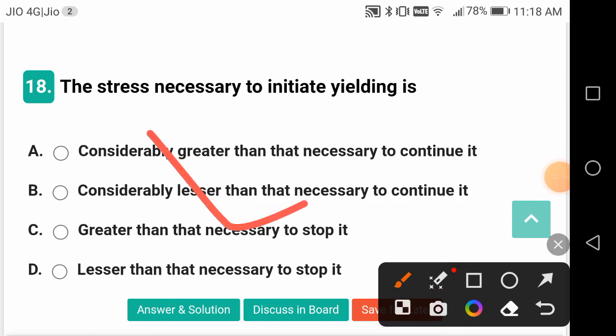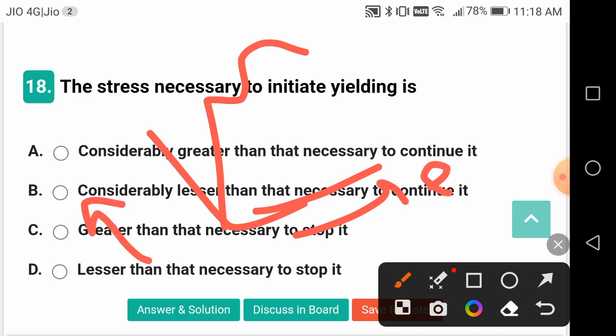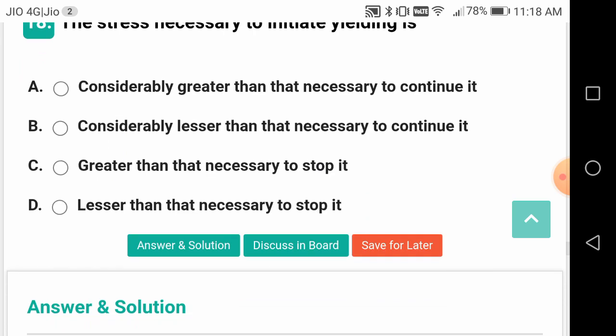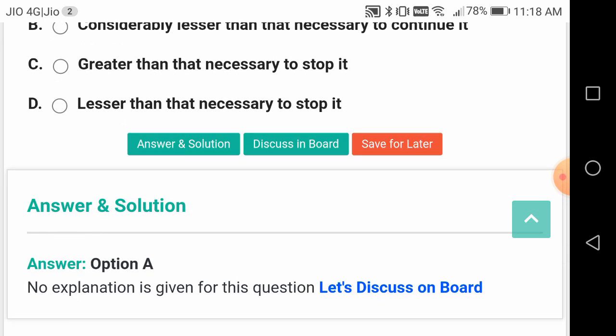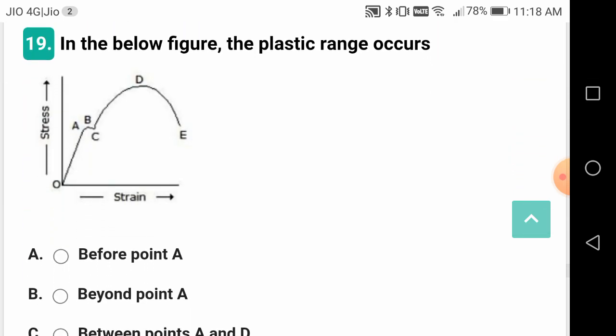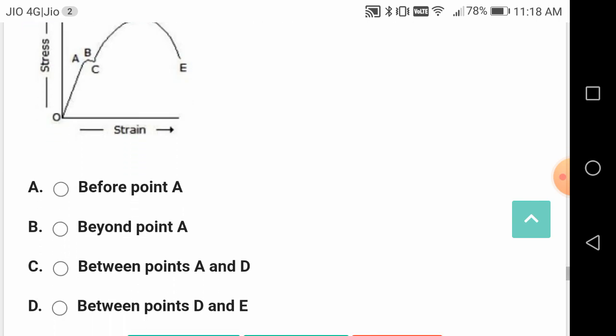We know this is the shear stress versus strain diagram. So this is the yield point, right? Immediately after that it is going to reduce for some time, and then once again it will increase. So definitely, the stress necessary to initiate yielding is considerably greater than that necessary to continue it. There is no question of stopping once it sets in.